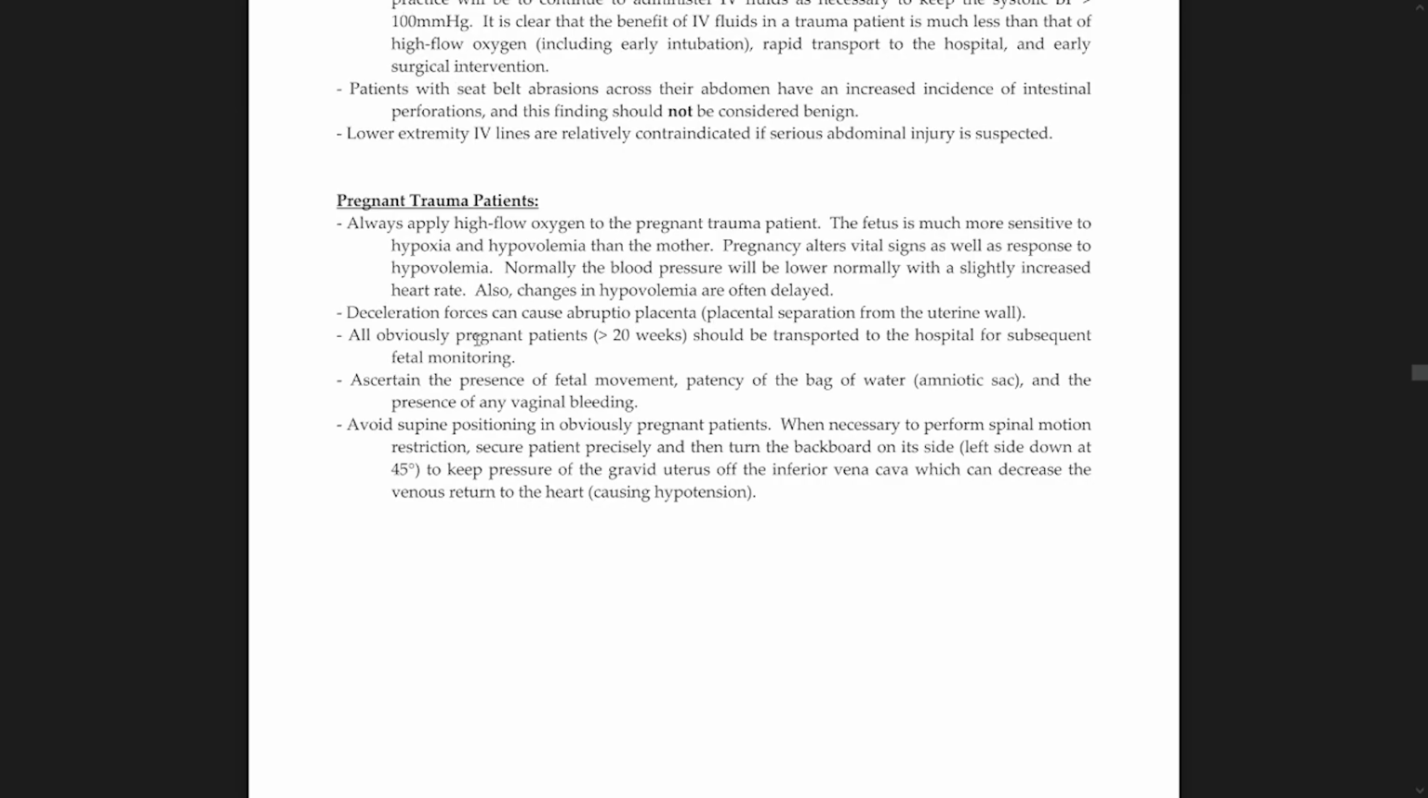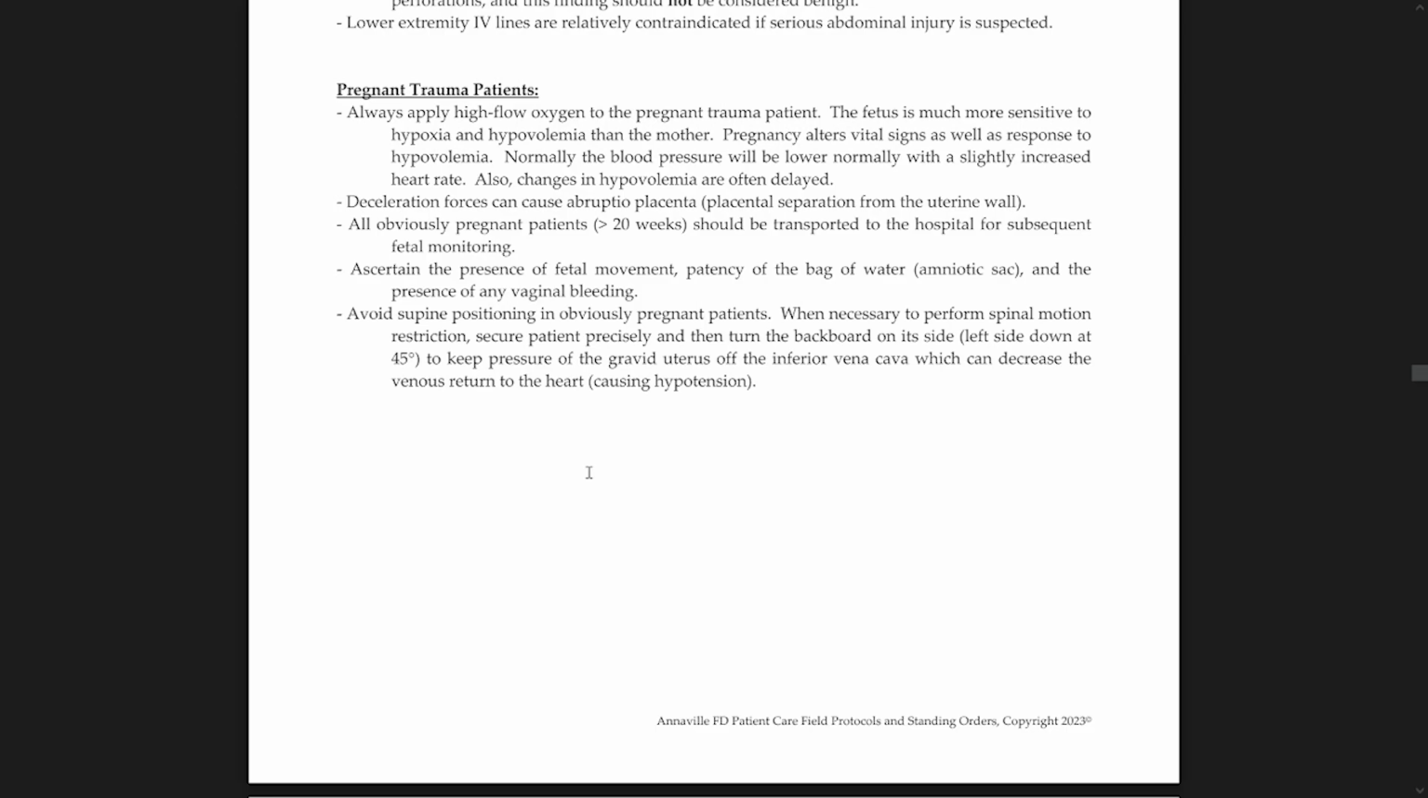Pregnant trauma patients. Always apply high-flow O2 to the pregnant trauma patients. The fetus is much more sensitive to hypoxia and hypovolemia than the mother. Pregnancy alters vital signs as well as response to hypovolemia. Normally, the blood pressure will be lower, with a slightly increased heart rate. Also, changes in hypovolemia are often delayed. Deceleration forces can cause abruptio placenta, a placental separation from the uterine wall. All obviously pregnant patients greater than 20 weeks should be transported to the hospital for subsequent fetal monitoring.